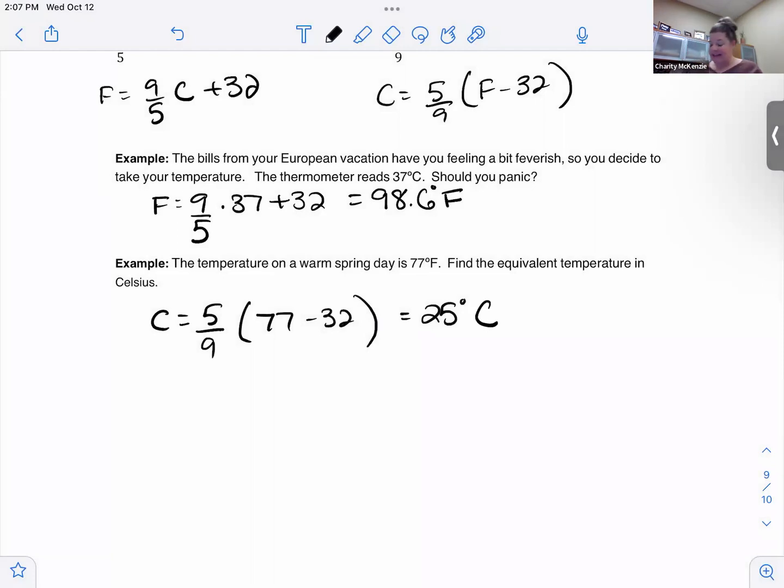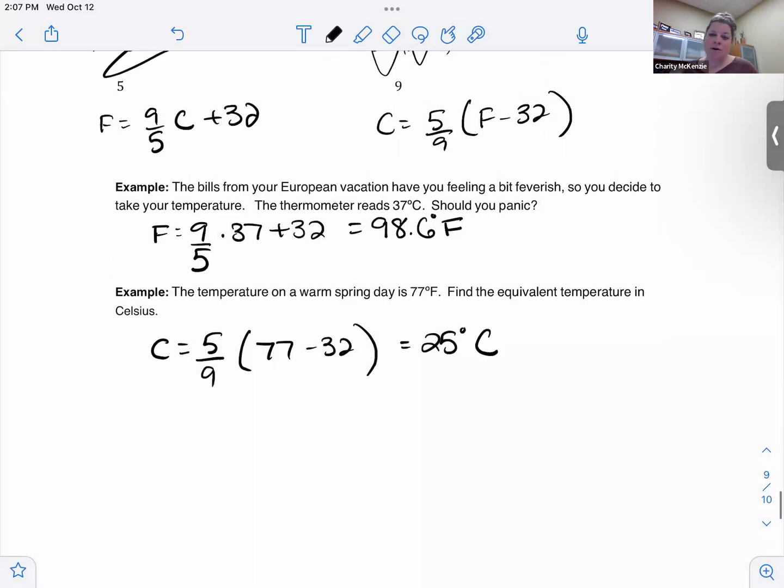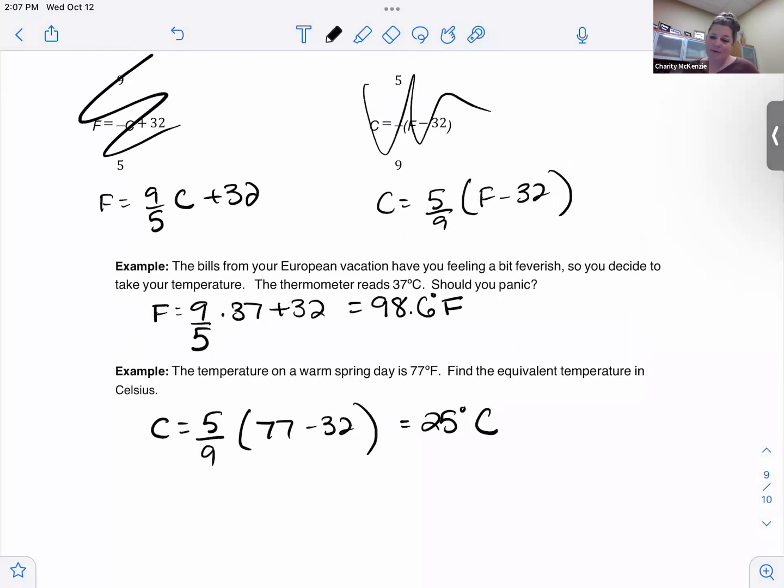All right, so this section was a little shorter, but hopefully you can get these conversions to work right and do a little bit of weight stuff.